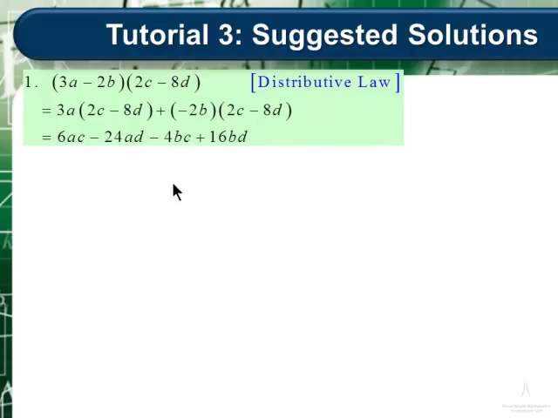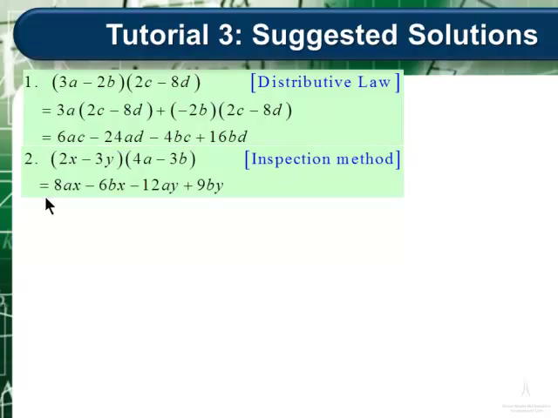In the second problem, we have a similar product of binomials to be expanded using the inspection method. That really means that we have to multiply each term from each of the binomials with each of the other terms of the binomial, and if we do that, then we get the expansion as we see. The four terms again, all the terms are different terms. Just check if you have the similar expression.